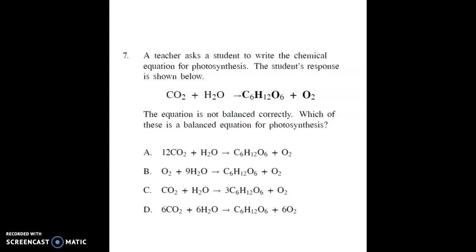A. 12CO2 plus H2O yields C6H12O6 plus O2. B. O2 plus 9H2O yields C6H12O6 plus O2. C. CO2 plus H2O yields 3C6H12O6 plus O2. D. 6CO2 plus 6H2O yields C6H12O6 plus 6O2.